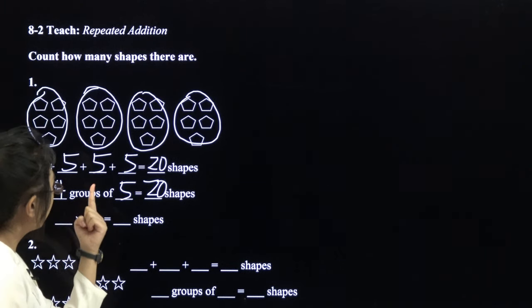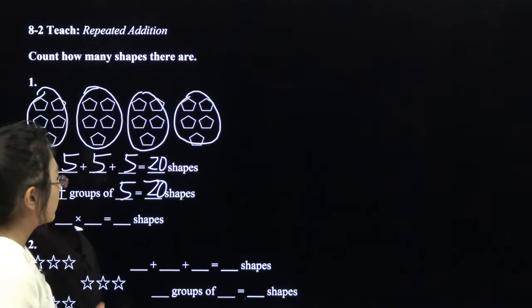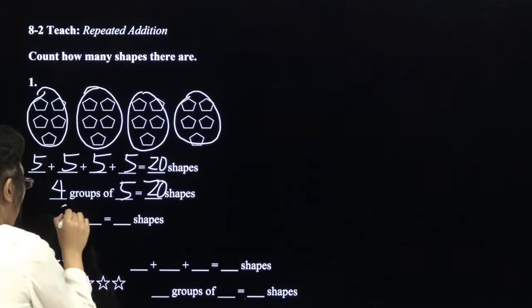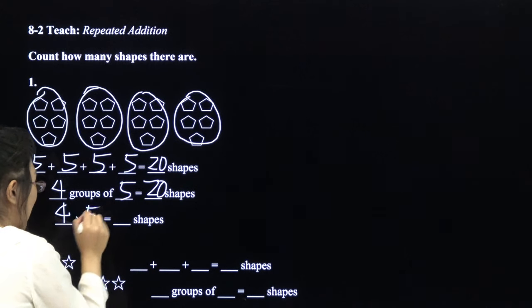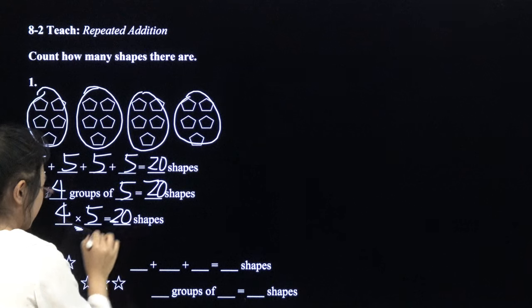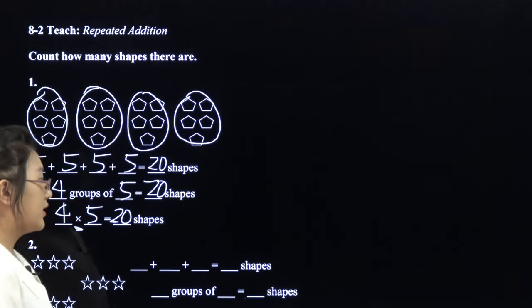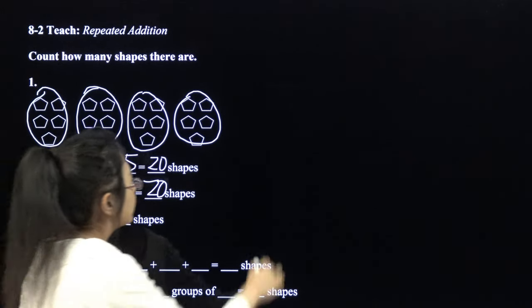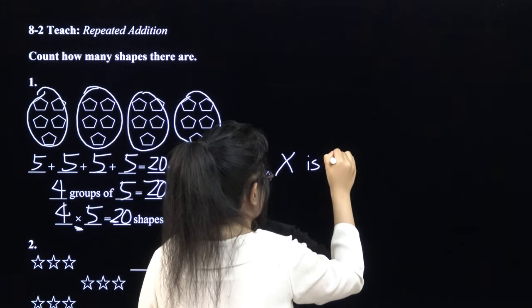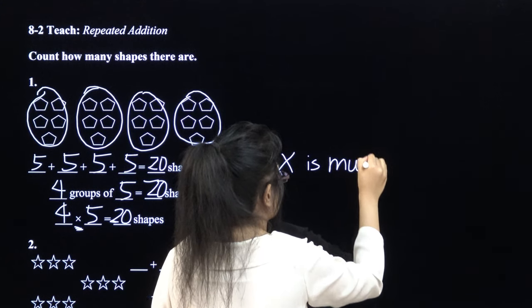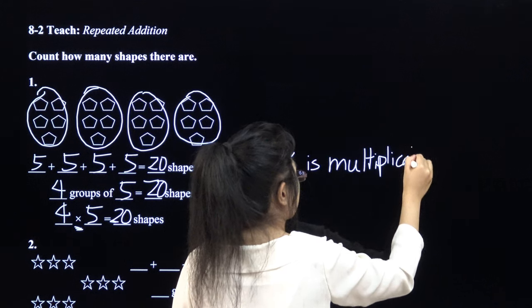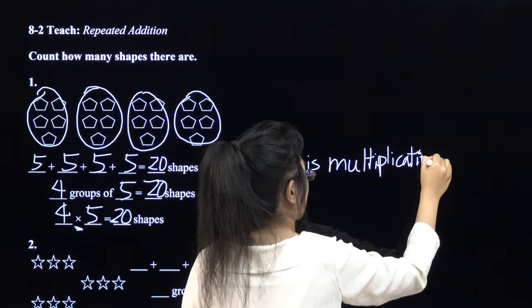So since four groups of five equals 20 shapes, then in multiplication, we call that 4 times 5 is equal to 20 shapes. So 4 times 5 is equal to 20. Now let me just write X is multiplication. Big long word.